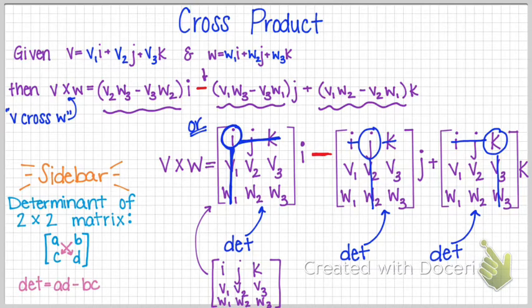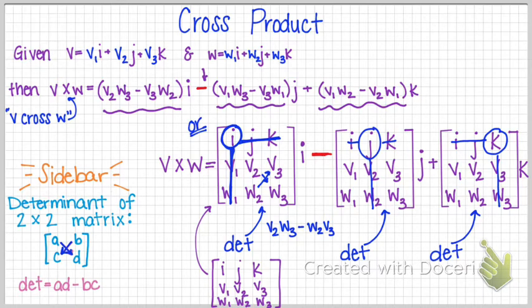Then we're going to find the determinant of that matrix. Just a sidebar: the determinant of a matrix, we'll take A times D minus B times C. So we're going to multiply diagonally and subtract them. If we were to find the determinant of this part, we would take V2 times W3 minus W2 times V3, or reverse those, however you want to say it.